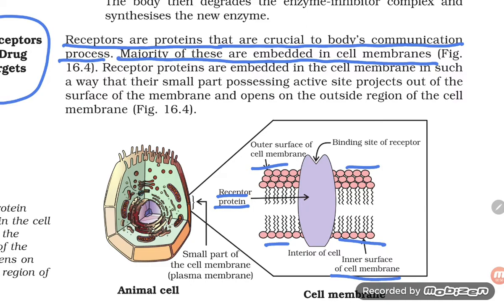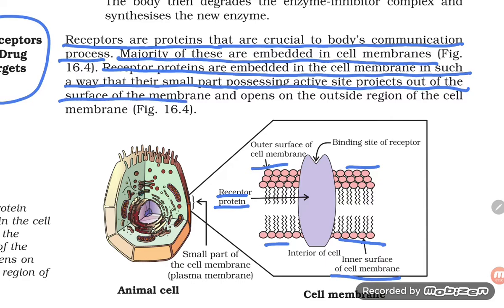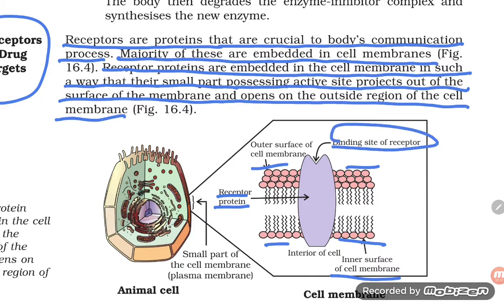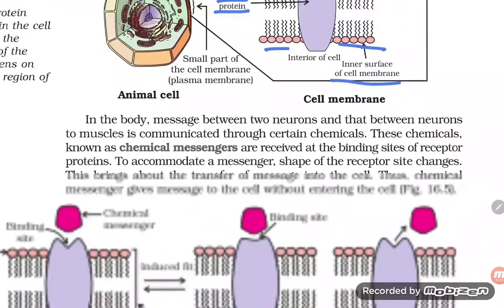They are saying receptor proteins are embedded in the cell membrane in such a way that their small part possessing the active site projects out of the surface of the membrane and opens on the outside region of the cell membrane. So the binding sites of the receptors are out of the cell membrane. You can see, student, it is the outer surface of the cell membrane.